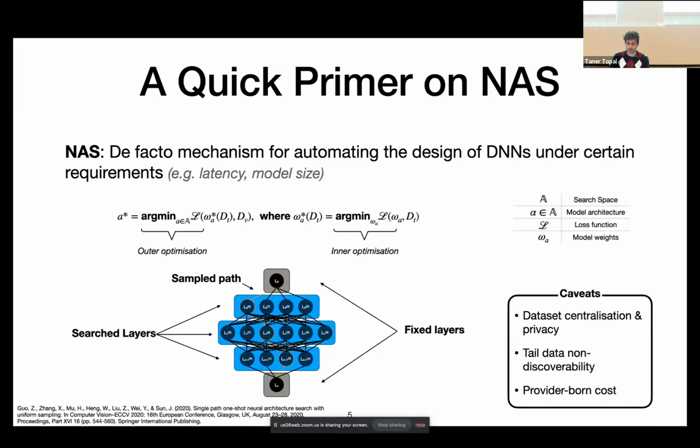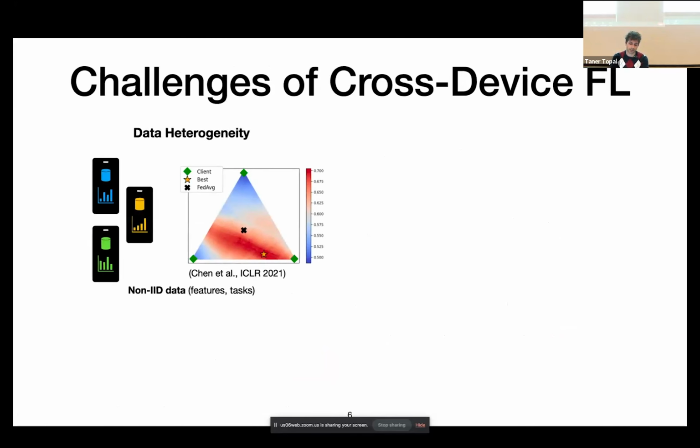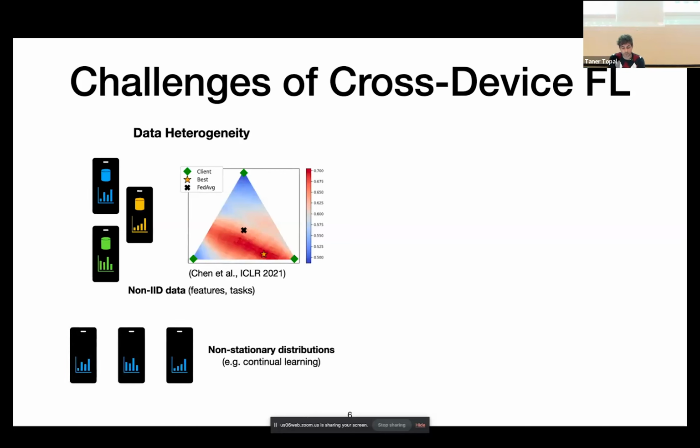So, as Tianli said before, we have certain challenges in cross-device federated learning. Starting from the data heterogeneity, you have different clients having different distributions of data. And actually, this might be in the feature domain, also in the label domain. So you might have slightly different tasks being solved by different clients. Also, on top of that, you might have non-stationary distributions. So you might have, for example, distributions that are changing over time, which makes it even more difficult.